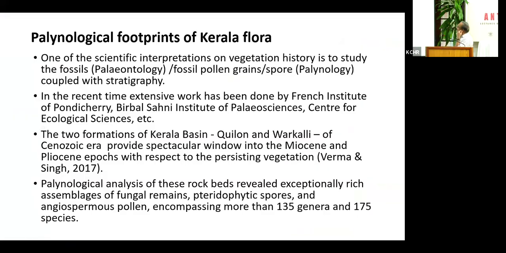So the paleontological footprints of Kerala flora. I already indicated certain things in the earlier slide: something around 135 species, 75 species, and 35 genera. I got the literature from Verma and Singh, which is review literature only, and they have compiled all the information which is available. I looked at the paleontological studies and the fossil studies as well, not only the pollen grain but the other fossil studies as well.